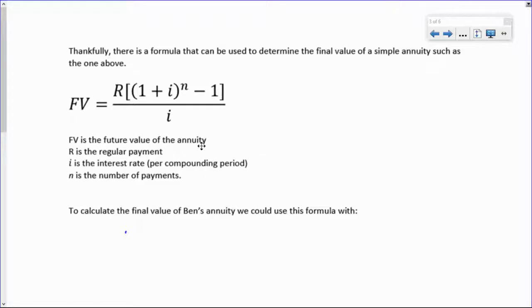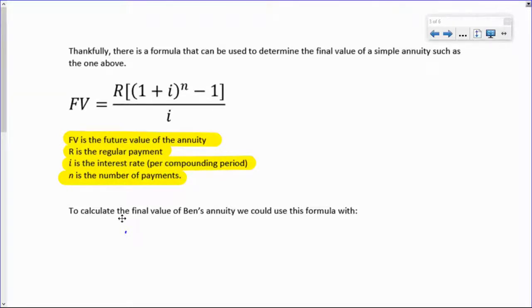FV is the future value of the annuity. So in this case, it's the answer, 5,462.31, the final value or the future value. R stands for regular payment. So Ben made regular payments of $450. I is the interest rate. Now it's the same as the compound interest formula. The interest rate is per compounding period. So you have to divide it by 12 if it's monthly, or divide by 2 if it's semi-annually, or divide by 365 if it's compounded daily. And N is the number of payments, kind of like time.